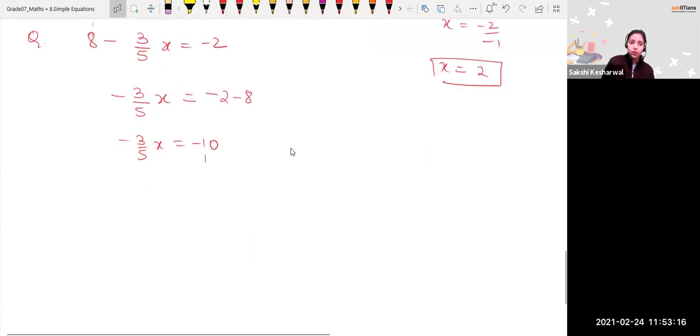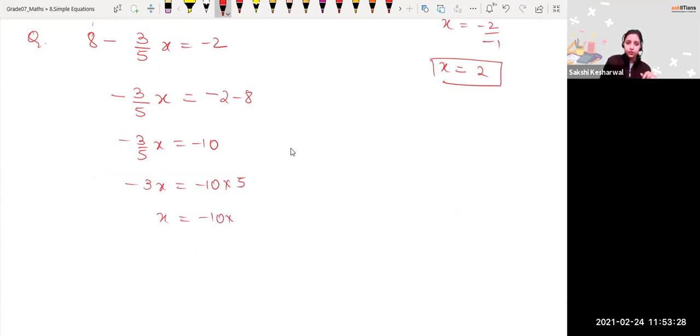Now, you see this, 5 is in the what? The 5 is in the what? Division, so it will go to multiplication. So minus 3x is equal to minus 10 into 5, right? Now, again, minus 3 is in the what? Multiplication, so it will become division. So x is equal to minus 10 into 5 upon minus 3. So now, as I told, if you have negative and negative, both numerator and denominator, it cancels out. So x is equal to how much? 50 by 3 is your answer.